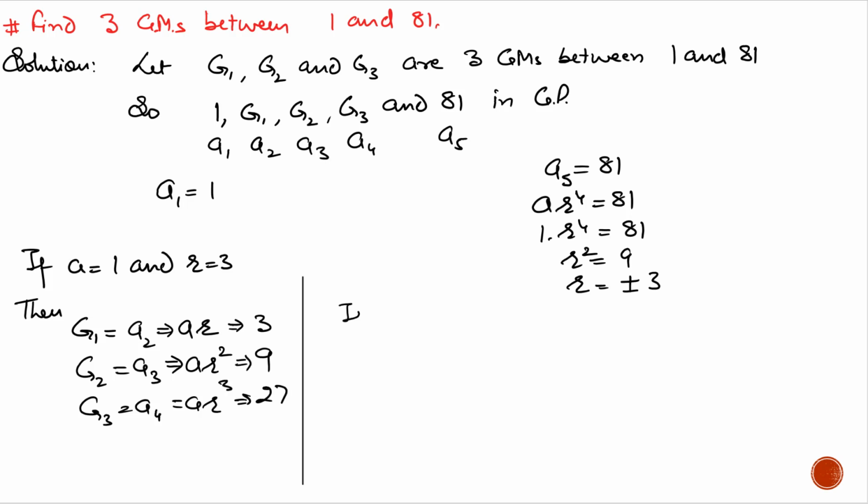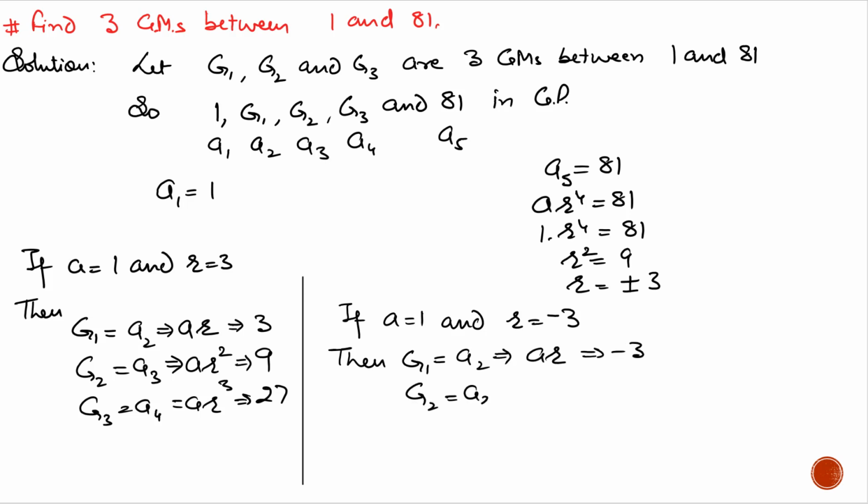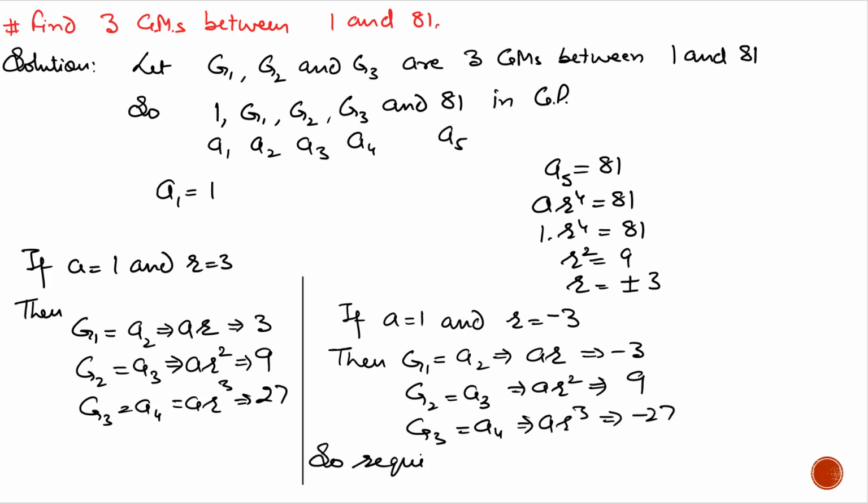So after putting the values of A and R, we will get G1, G2, G3 as 3, 9 and 27. And if A equals 1 and R equals minus 3, then G1, the second term, is AR, G2, the third term, is AR square and G3, the fourth term, is AR cube. After putting the values of A and R, we will get minus 3, 9 and minus 27. So the geometric means are 3, 9, 27 or minus 3, 9 and minus 27.